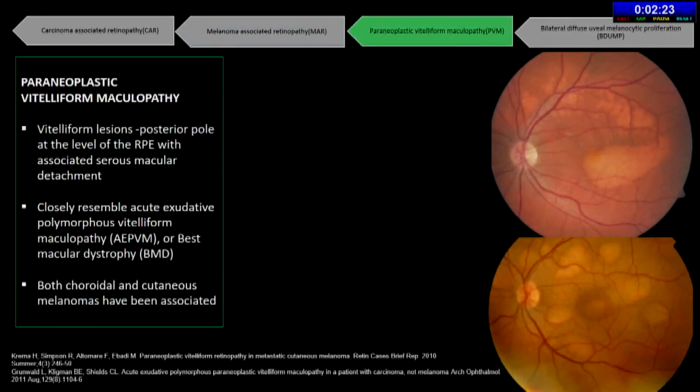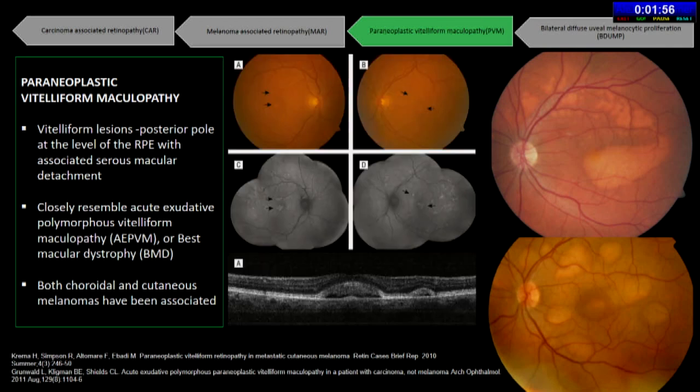So the third entity I'm going to talk about is the paraneoplastic vitelliform maculopathy. These are vitelliform lesions over the posterior pole at the level of the RPE associated with serous macular detachment. They closely resemble polymorphous vitelliform maculopathy and Best dystrophy, and are associated with both choroidal and cutaneous melanomas. Earlier these were classified under melanoma-associated retinopathy, but increasingly there are reports of cases associated with carcinomas as well, and that's why now we have this as a different entity altogether.